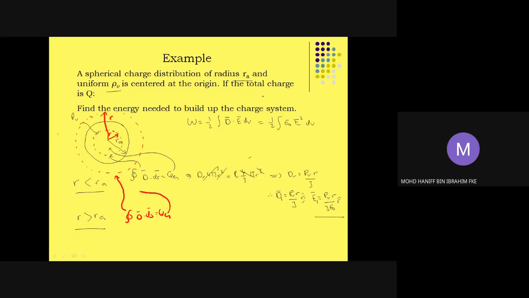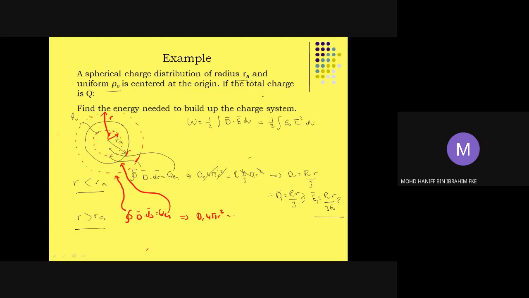Enclosed charge is the charge inside the Gaussian. If we proceed with this calculation, we are going to have 4 pi r squared, which is on the Gaussian surface, whereas the enclosed charge is the charge inside the Gaussian. Based on this diagram, inside the Gaussian the charge will only exist from 0 to RA, with no charge elsewhere. From RA to R, which is the new Gaussian surface radius, there is no charge.